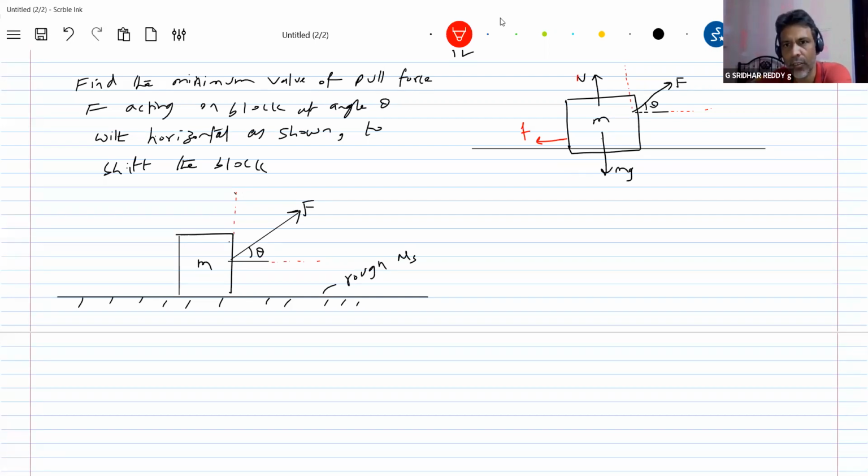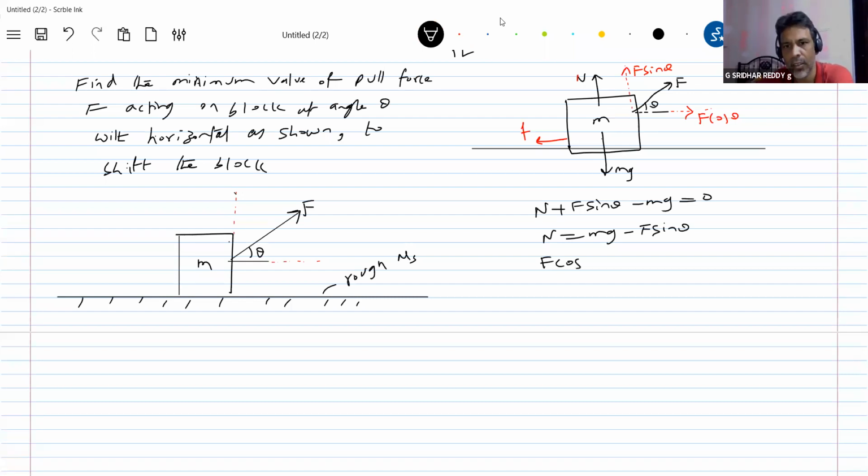When I resolve that force, we get F sine theta vertically and F cos theta horizontally. The block will shift when F cos theta is equal to or greater than friction F. So mathematically, N plus F sine theta minus mg equals 0, or N equals mg minus F sine theta. Along the horizontal direction, F cos theta should equal friction, which is mu s N. So F cos theta equals mu s N. This is equation 1.